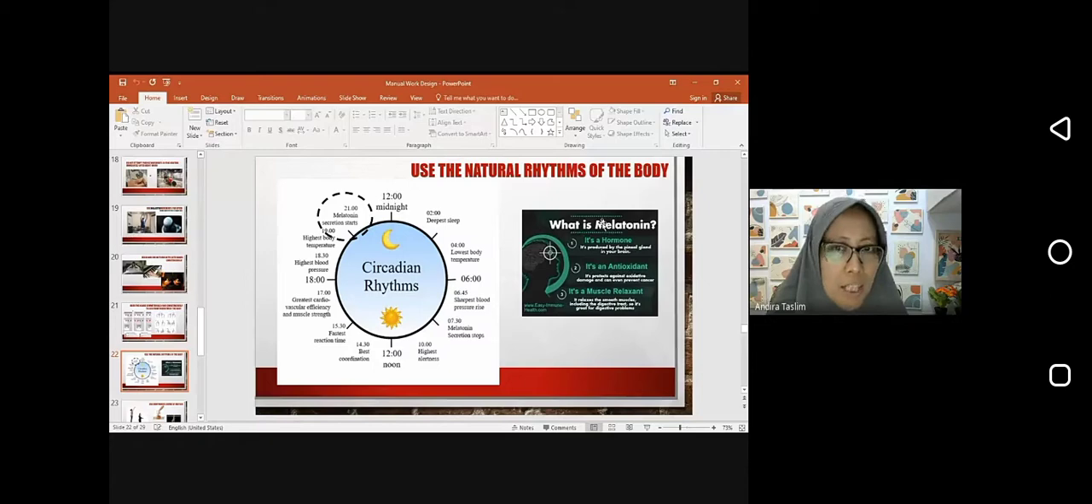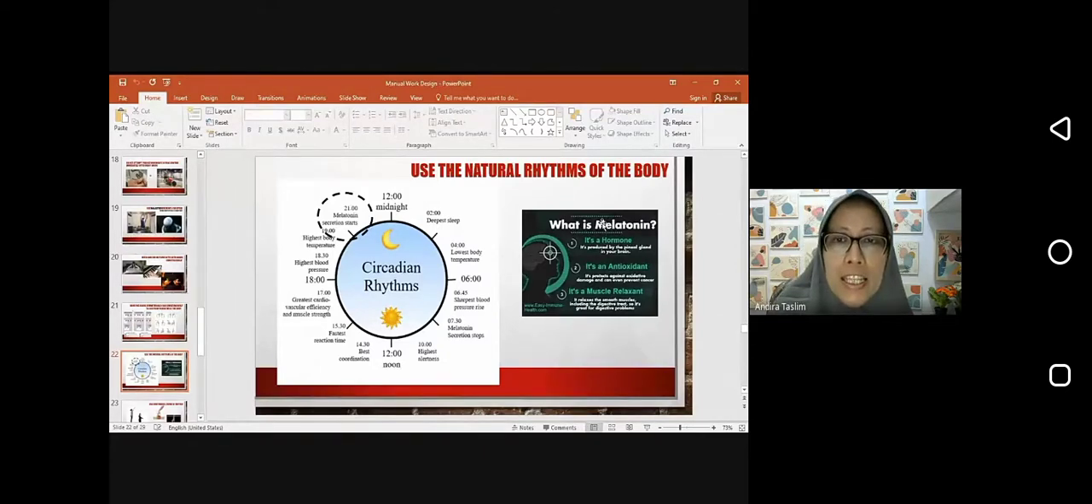What is the melatonin? Melatonin dihasilkan tubuh untuk diserap dan digunakan menetralkan racun. Because of what is the melatonin? Melatonin is a hormone, yeah. It's produced by the pineal gland in your brain. It's an antioxidant, yeah. It protects against oxidant damage and can even prevent cancer. So if you try to sleep late, you will break these systems. Yeah, the melatonin will still be produced, but not in the optimum conditions.